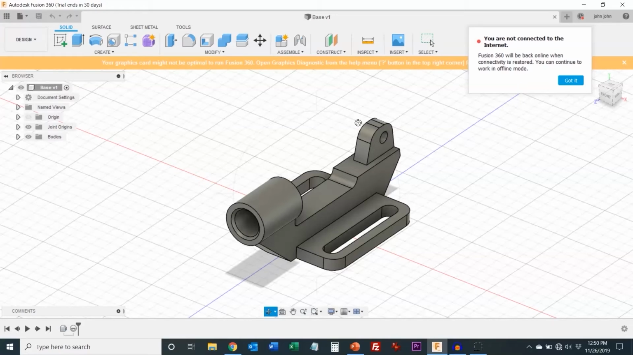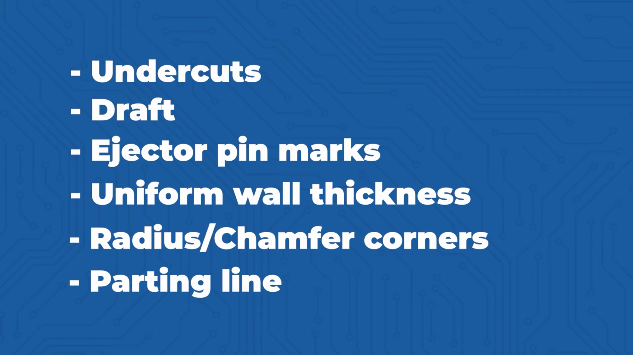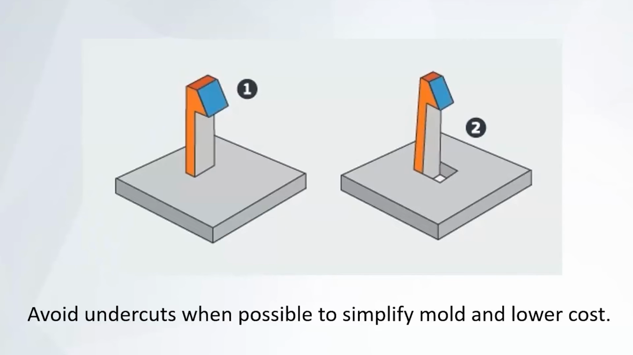And there are different tricks that you can do to make this possible. I'll be covering each of these different things that we're going to look at. Undercuts will be first, though. As I described, an undercut is an area where you basically can't pull the part out because the mold is blocking it from being pulled out.